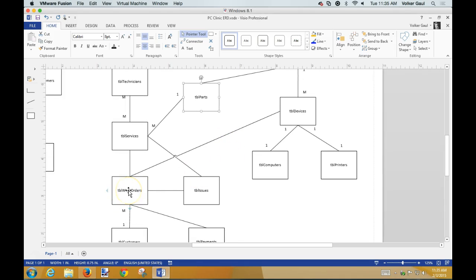Okay, one work order can have many services applied to it, right? We're going to blow it out, we're going to scan for viruses, and we're going to add RAM. Each one of those services could be done to the same work order. So that's a many.